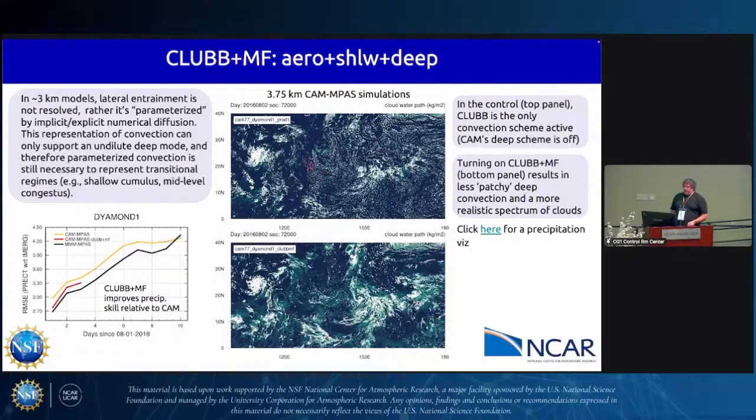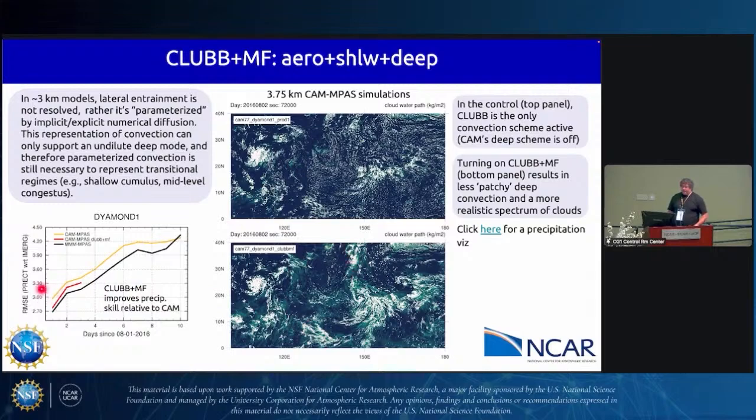We think you need to have some type of parameterized convection to handle these transitional cumulus regimes. And so this bottom panel is a rerun of the simulation with ClubMF. And you can see our sprinkling of deep convection problem has for the most part gone away, and we have much more organized structures coming about. And this also manifests in a better skill score.